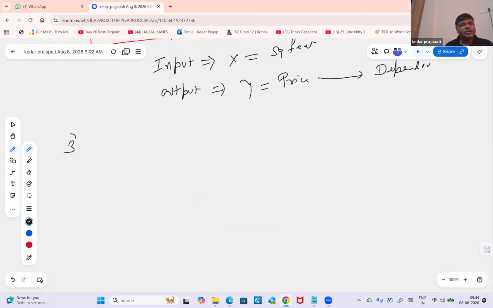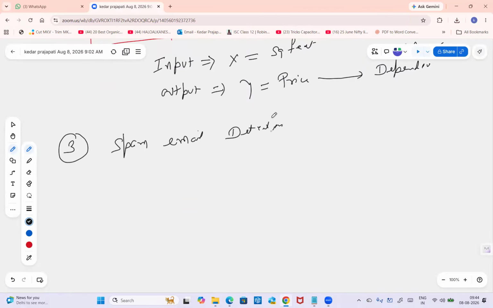Then another example, spam detection, spam email detection. Bro, I'm just taking notes. Can I just you go up? Yeah.